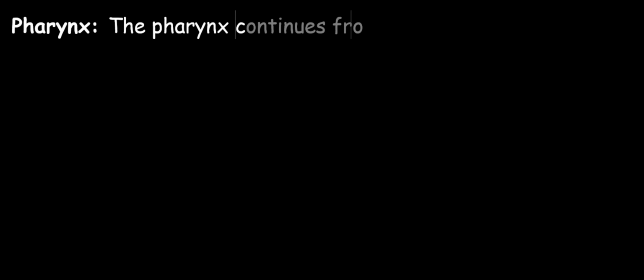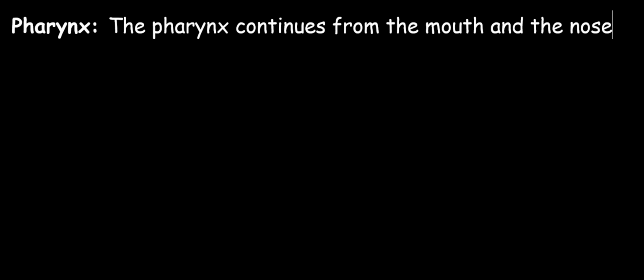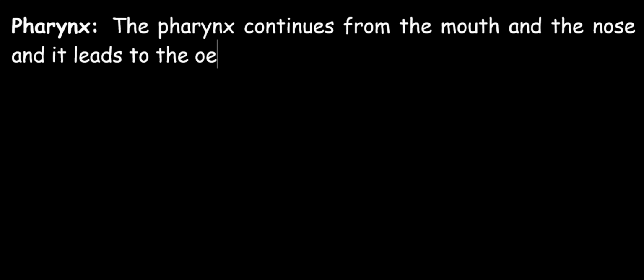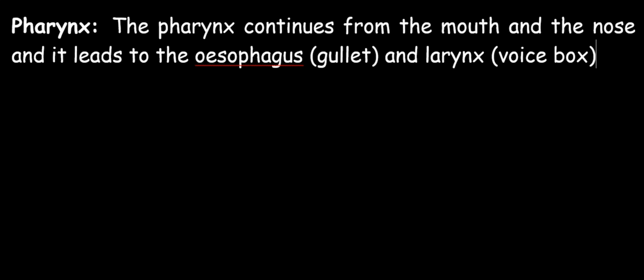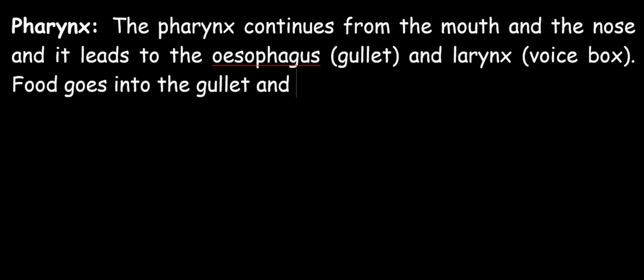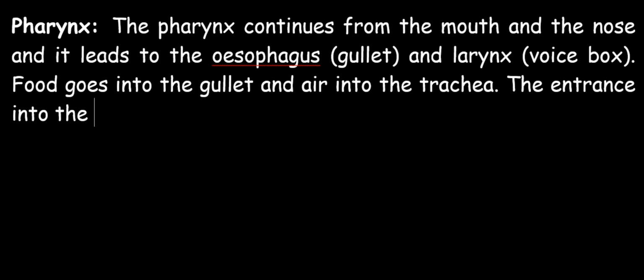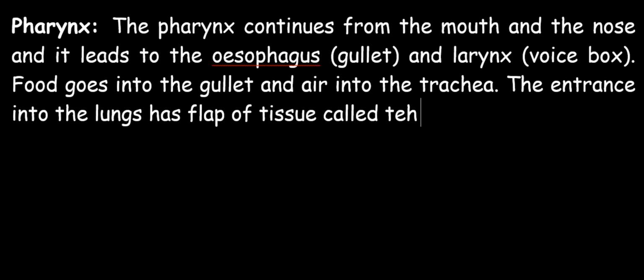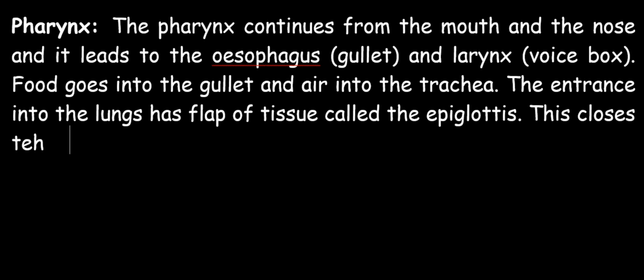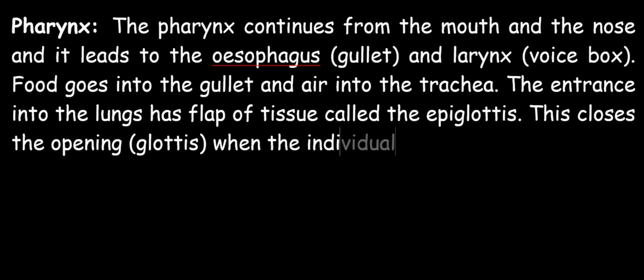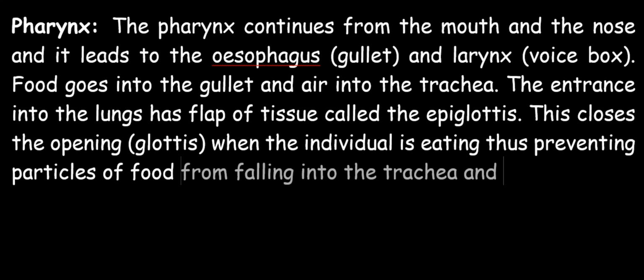The pharynx continues from the mouth and the nose, and it leads to the esophagus, which is also known as the gullet, and the larynx, which is known as the voice box. Food goes into the gullet, that is the esophagus, while air goes into the trachea. The entrance into the lungs has a flap of tissue called the epiglottis. This closes the opening, which is known as the glottis, when the individual is eating, thus preventing particles of food from falling into the trachea and causing fits of cough.